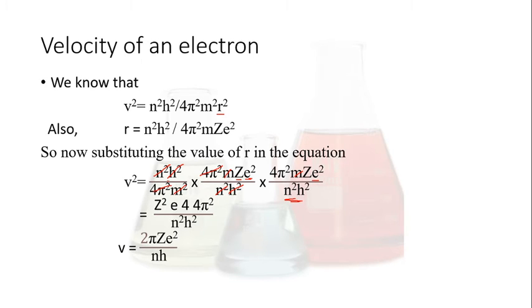Okay, so now here there is a small mistake. Z square is equal to e raised to 4 here. This is not in the multiplication. So z square into e raised to 4 into 4 pi square upon n square into h square. So here there is a v square. Now taking the square root, what we get, v is equal to 2 pi z e square upon n h. Is it clear?